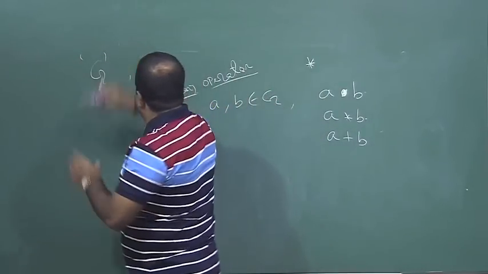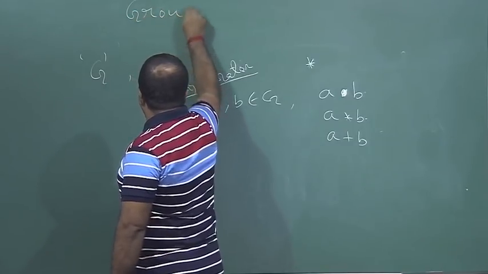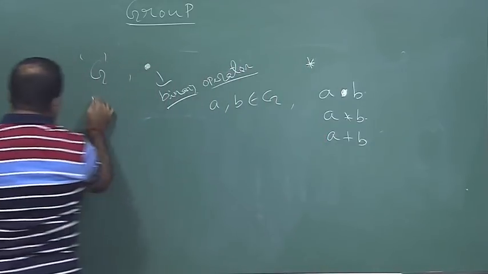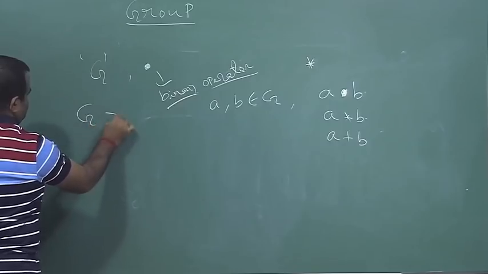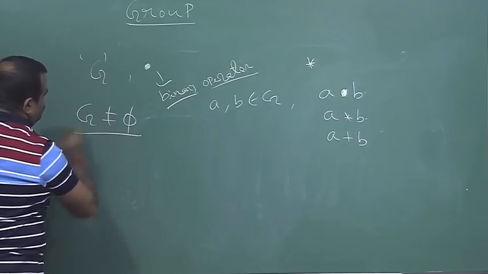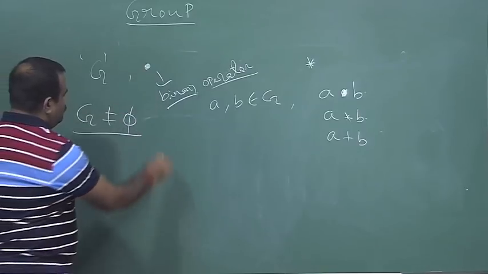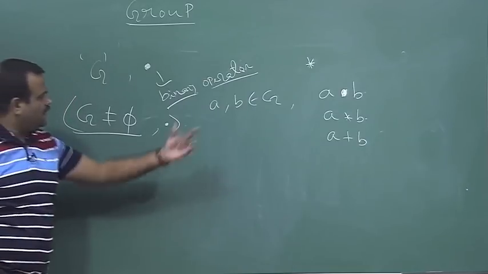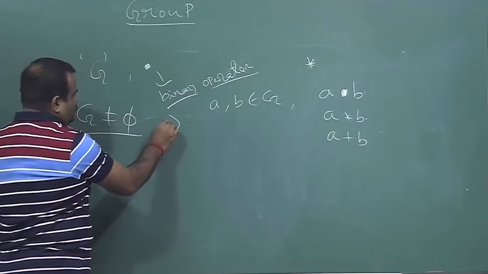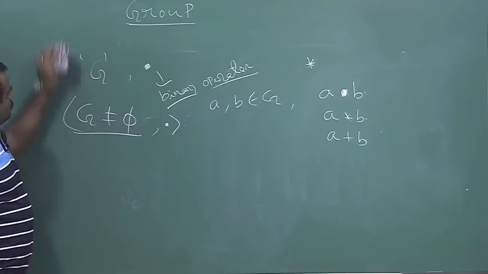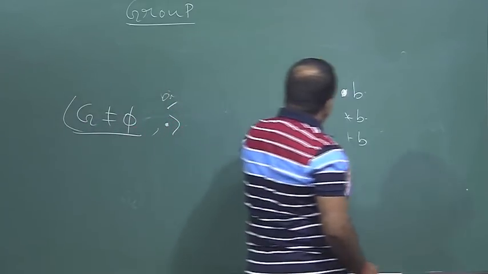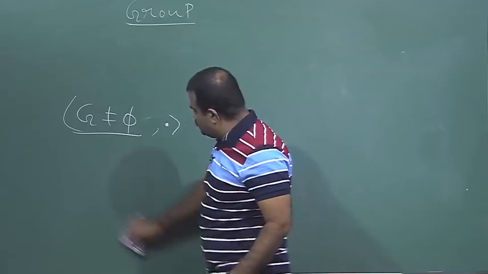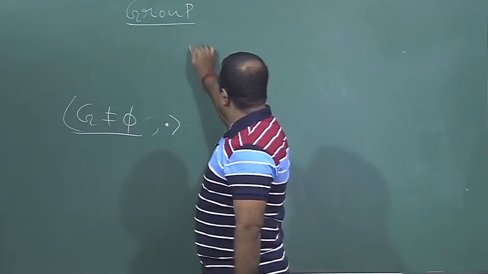So, we'll define a group which is an algebraic structure over a set. For that we need to take a set which is non-empty. Let G be a non-empty set, and we have a binary operator dot. It could be star also, it could be plus also, anyway. So, suppose we have a binary operator dot, and we say this is a group if it satisfies four properties or four axioms, we can say. So, first property is closure property.